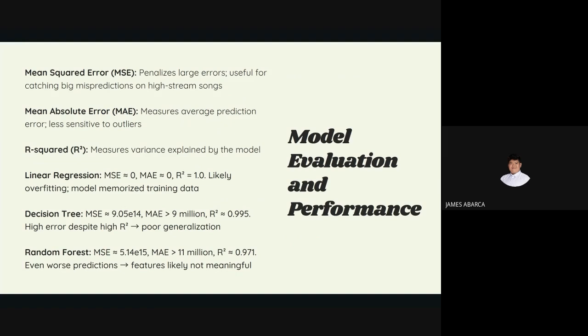Now, the results. Our linear regression had nearly perfect R squared and almost zero errors in training data, which was suspicious. It turned out the model was overfitting, which means the model is just memorizing instead of learning patterns. Meanwhile, the decision tree and the random forest performed significantly worse, with the MSE in the trillions and MAE in the millions. This meant our predictions were far off, often by millions of streams.